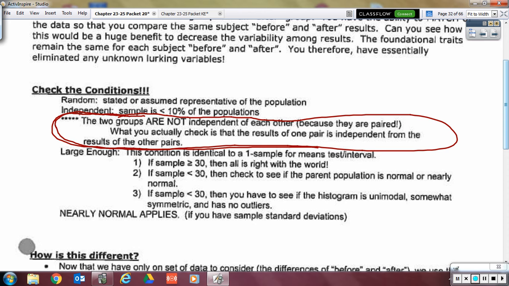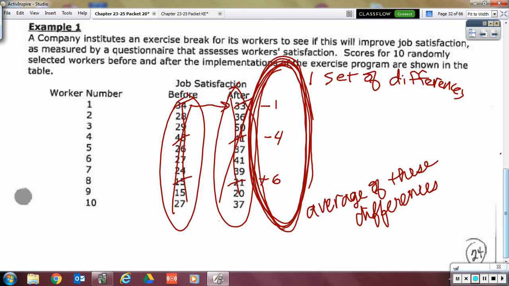What you actually check is that the results of one pair, one of those workers' data, is not affecting the results of the other person's data. So you're assuming that those randomly selected pairs are not affecting each other. Okay? So from pair to pair, this person is not affecting this person, and those results are not affecting those results, and so on.